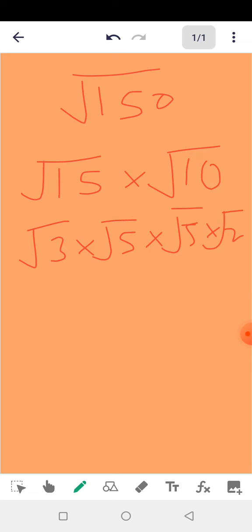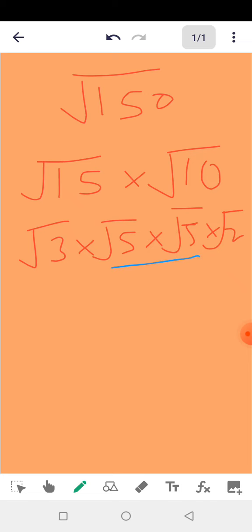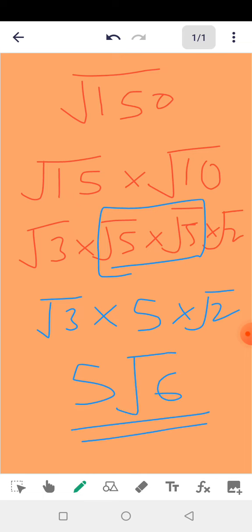Now I can apply the rule here. For this one, I can apply the rule square root of 5 times square root of 5. This will be 5, okay? Now remember, we have to take the number before the expression in short form. So 5 comes out first, and square root of 3 and square root of 2. Using the first principle, I can put them under a single square root and I have square root of 6. So our answer still is square root of 6.